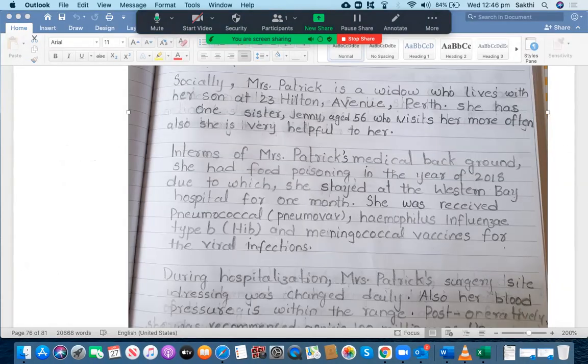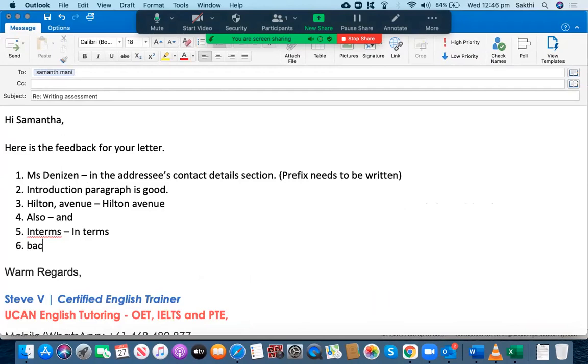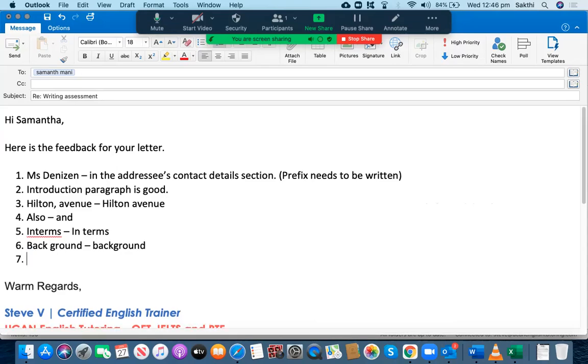Okay. Mrs. Patrick's medical background. Background doesn't have two words. It has got only one word. Okay, so background is one word only. It's not back and then ground. That's wrong. Okay, so it's going to be background. All right. Okay, let's go to the next one.